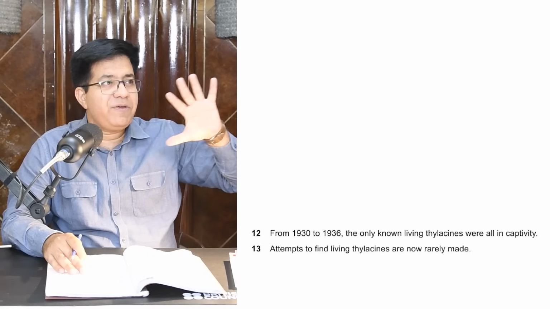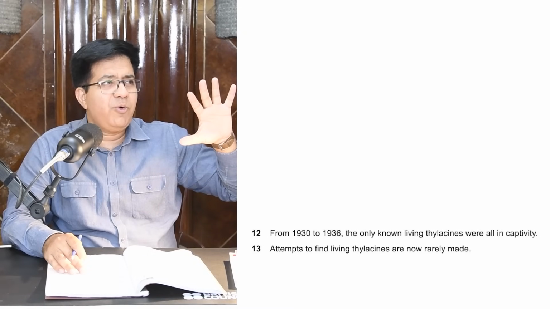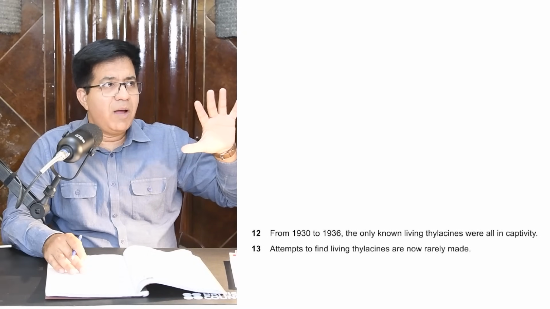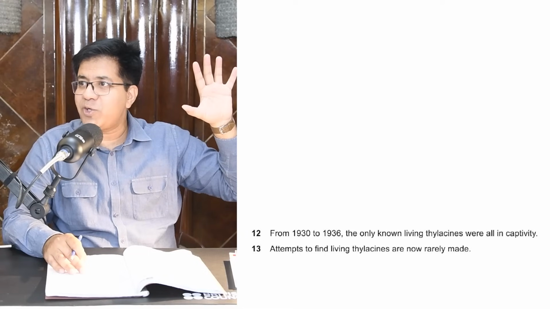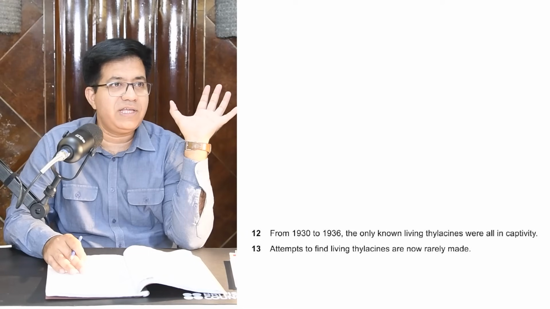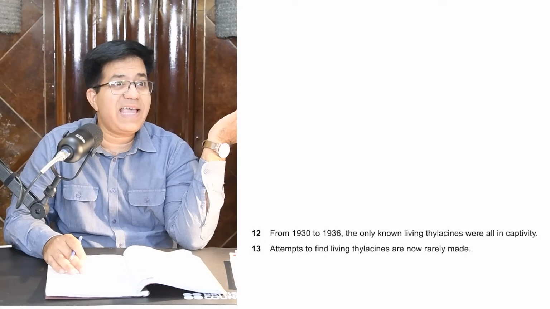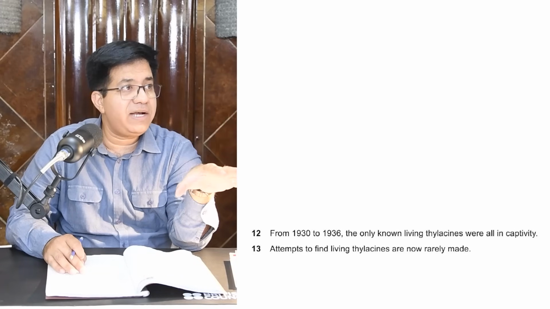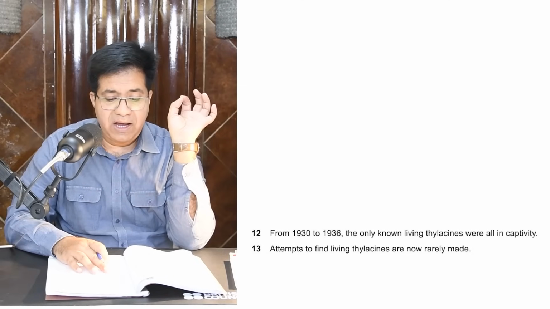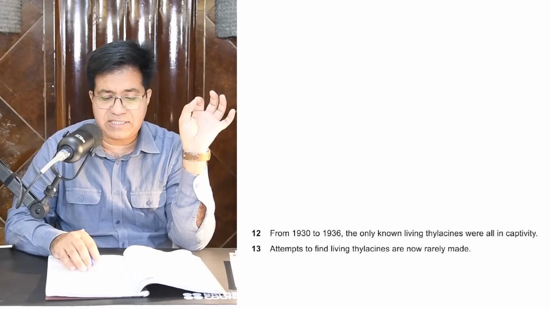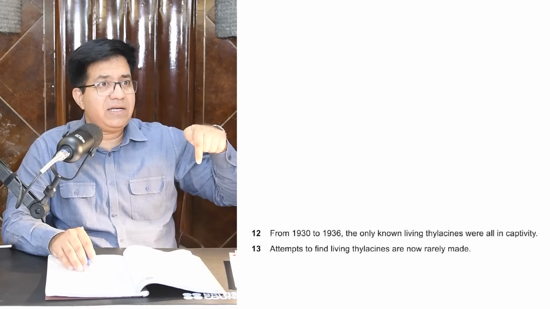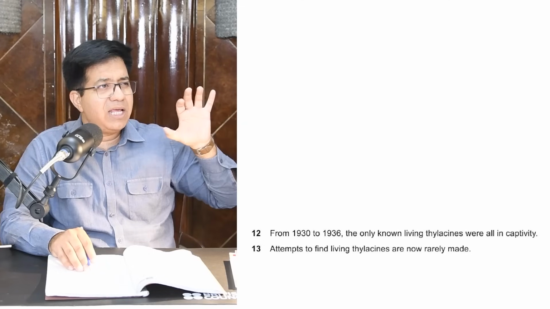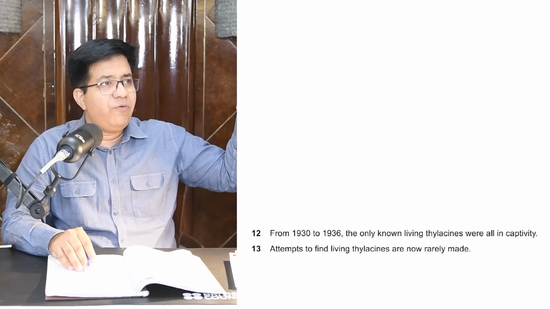If they stop, now for example, if somebody says, I'm going to look for dinosaurs, I'm going to Gilgit to find dinosaurs, what do you call that person? Silly. Because dinosaur is extinct. Extinct means no more dinosaurs on planet Earth. So the question is, attempts to find living thylacines are now rarely made. That even today, sometimes they go and try to look for thylacine.